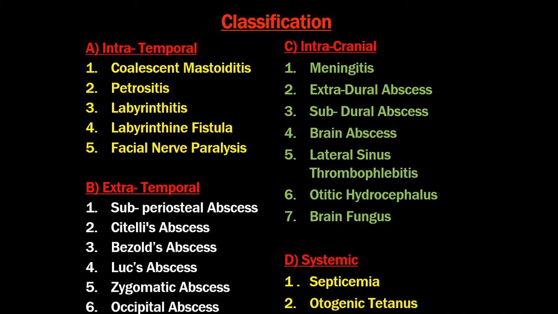Third is intracranial complications. They are one of the common complications of CSOM till now in the developing countries, but they are uncommon in developed countries. They are meningitis, extradural abscess, subdural abscess, brain abscess, lateral sinus thrombophlebitis, otitic hydrocephalus, and brain fungus. Systemic complications still are not uncommon in the underdeveloped countries. They are septicemia and otogenic tetanus, although they are very rare nowadays.